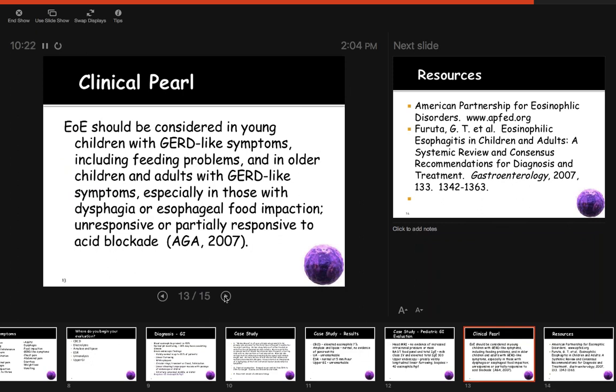So just to sum things up, you should really consider EoE in young patients with GERD-like symptoms, particularly feeding problems and vomiting. And with adult patients, particularly GERD that is not coming under control, and particularly food impaction. So we have patients going to the ER on multiple occasions for the food impaction.